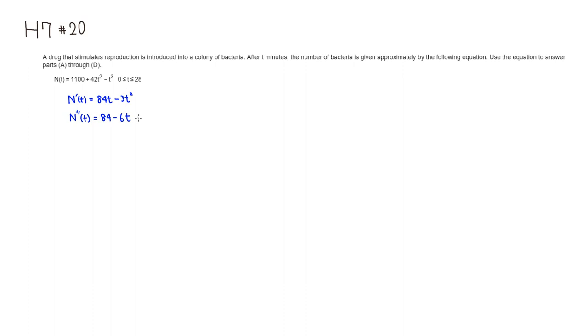If you set that equal to 0, we can pull out 6. 84 is 6 times 14, so we have 6 times (14 minus t) equal to 0. This is going to give you t equals 14. If you look at the number line, it only goes from 0 to 28, and 14 is right in the middle.